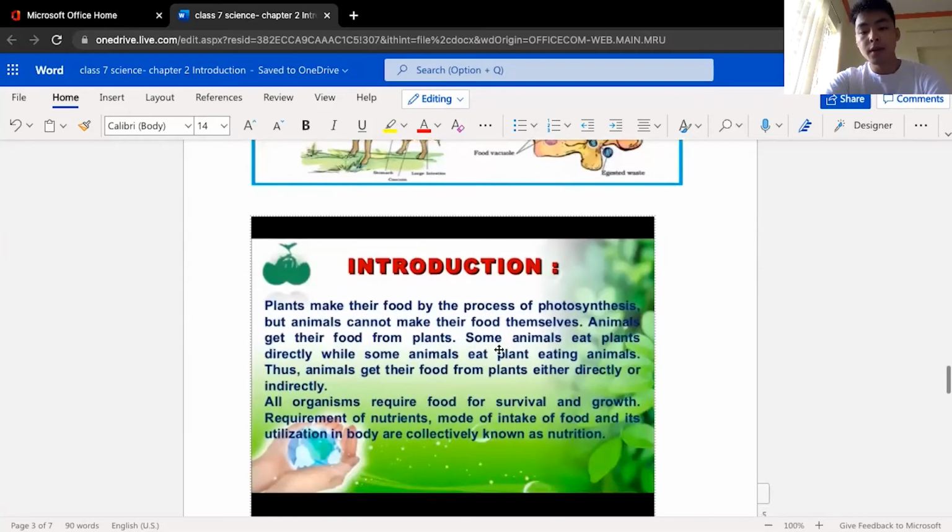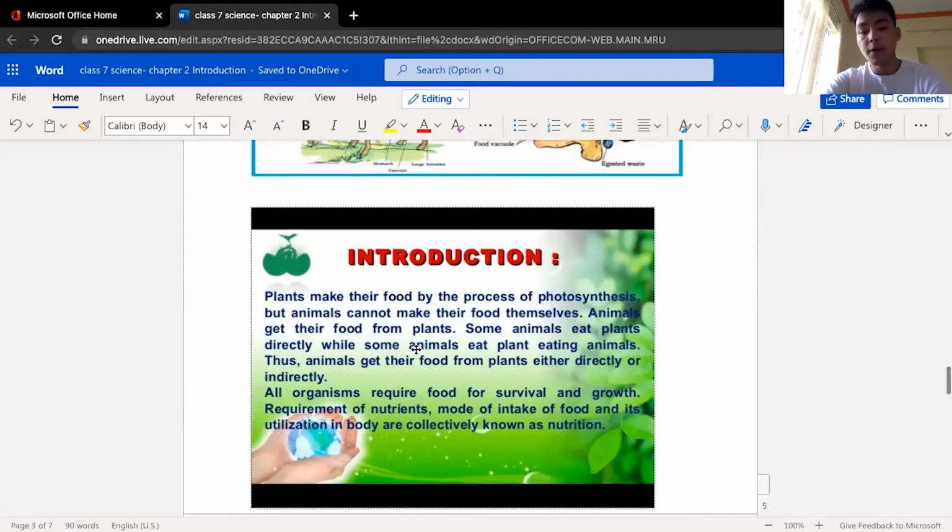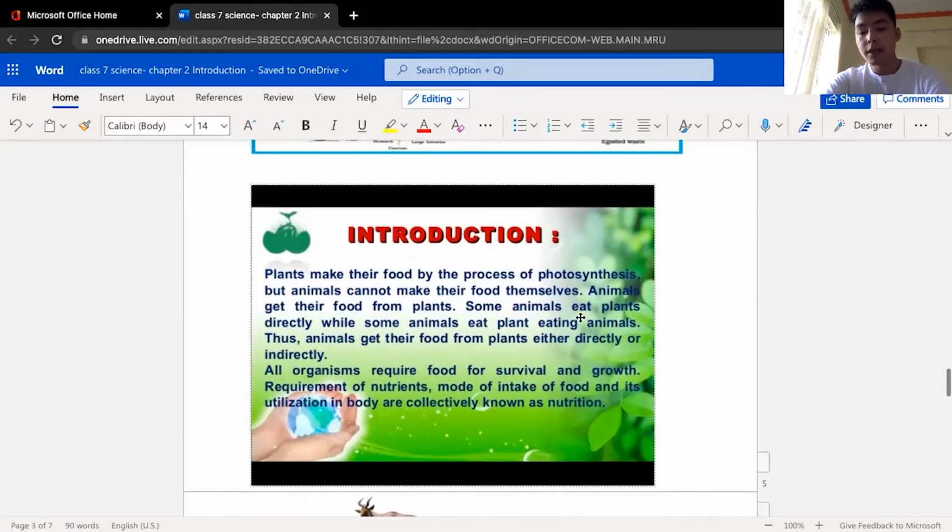Animals get their food from plants. Some animals eat plants directly. So take the case of a deer, yeah?